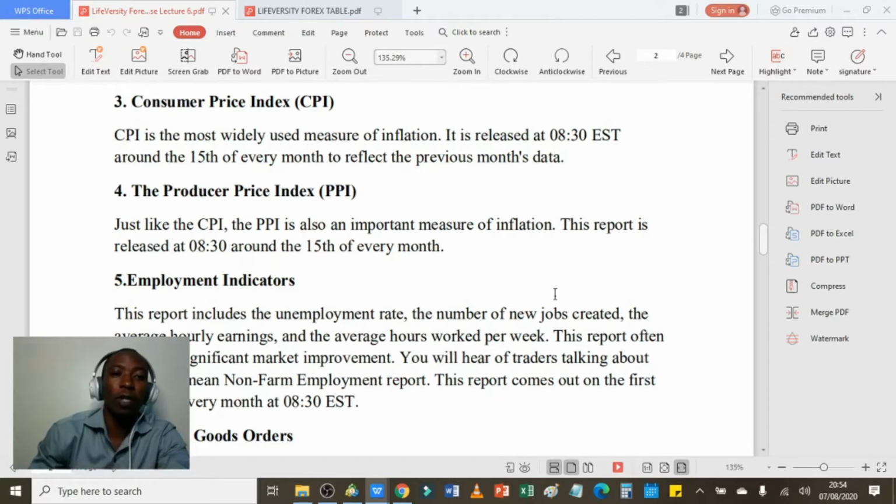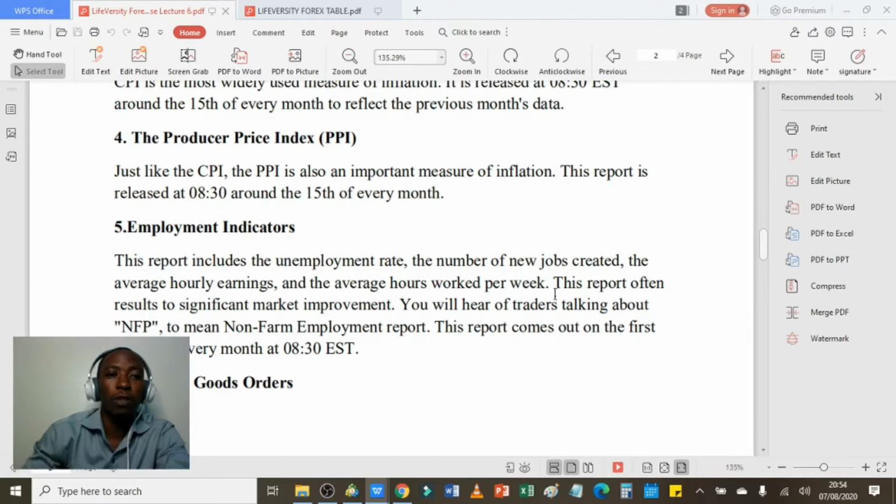Number four, producer price index, the opposite of the consumer price index, or the PPI. Just like the CPI, the PPI is also an important measure of inflation. This report is released at around 8:30 a.m. around the 15th of every month. So the CPI and the PPI are released around the same date and around the same time. So look out on the 15th of every month for the CPI and the PPI.